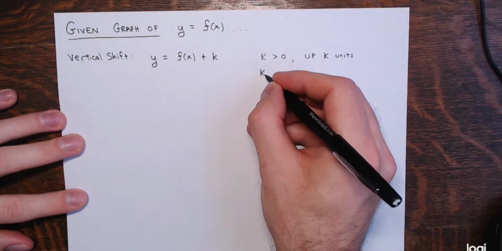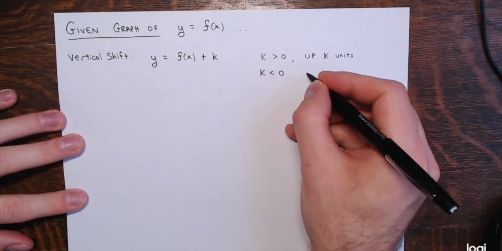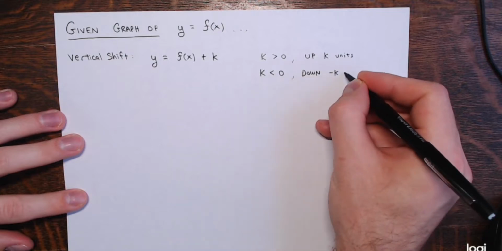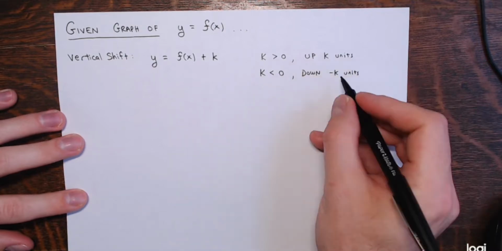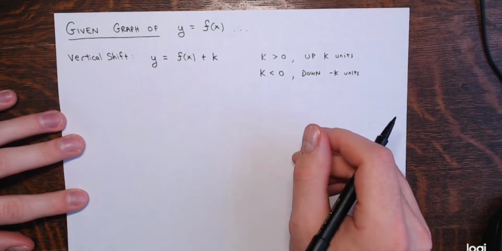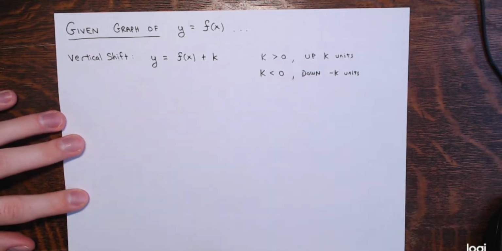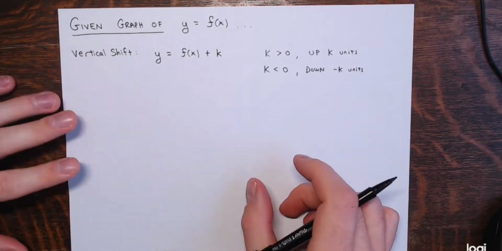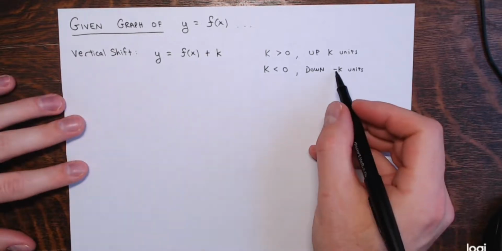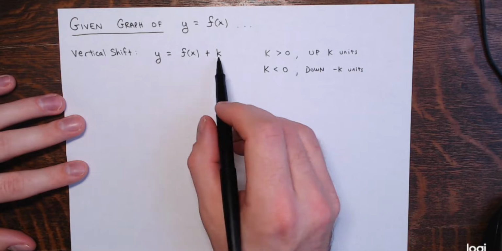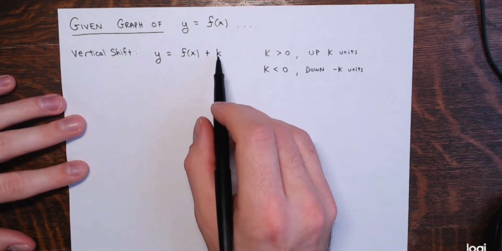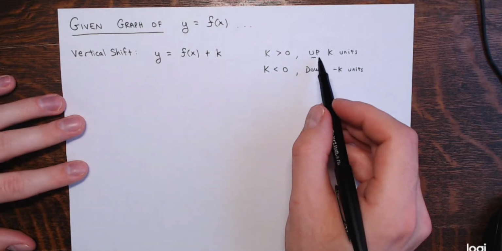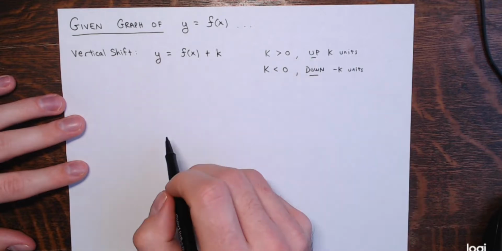If k is negative, you shift down the opposite of k units, or the absolute value of k, right? Because k is negative, but I want to go down a positive. When you're counting movement, it's a positive movement. So I'm saying down the opposite of k. By the way, you add a positive number to a rule, it moves the graph up. You add a negative number to a rule, it moves the graph down. That's really all you need to know.